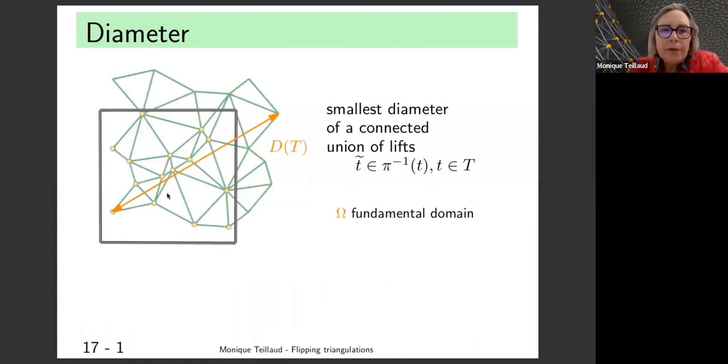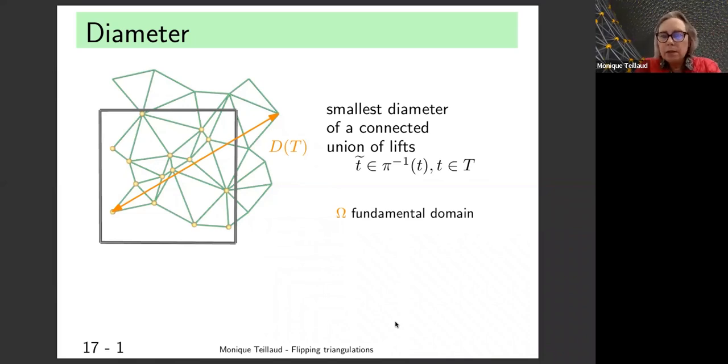To define this, what we call the diameter of a triangulation is the smallest possible diameter that you can get with a connected union of lifts of the triangles. You have a choice, so this should be the smallest diameter.